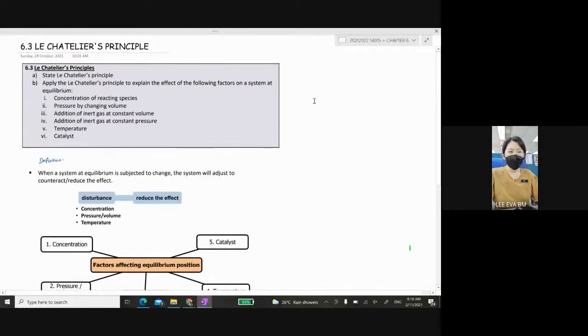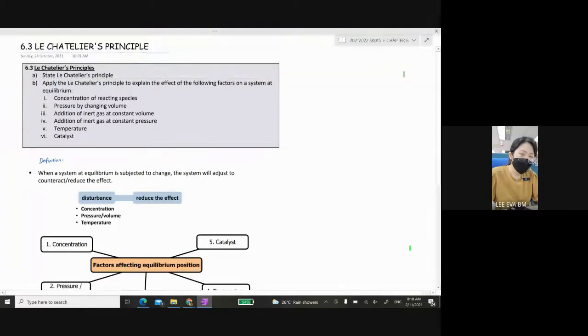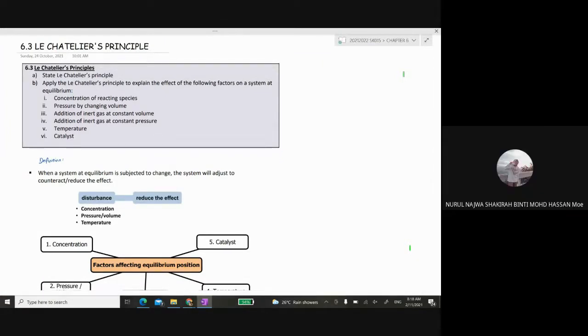Okay, so that is for 6.2. The majority is about calculation. 6.3 is more about explanation. 6.3 is concept, theory, and explanation. Okay. So are you ready for 6.3? Yes.